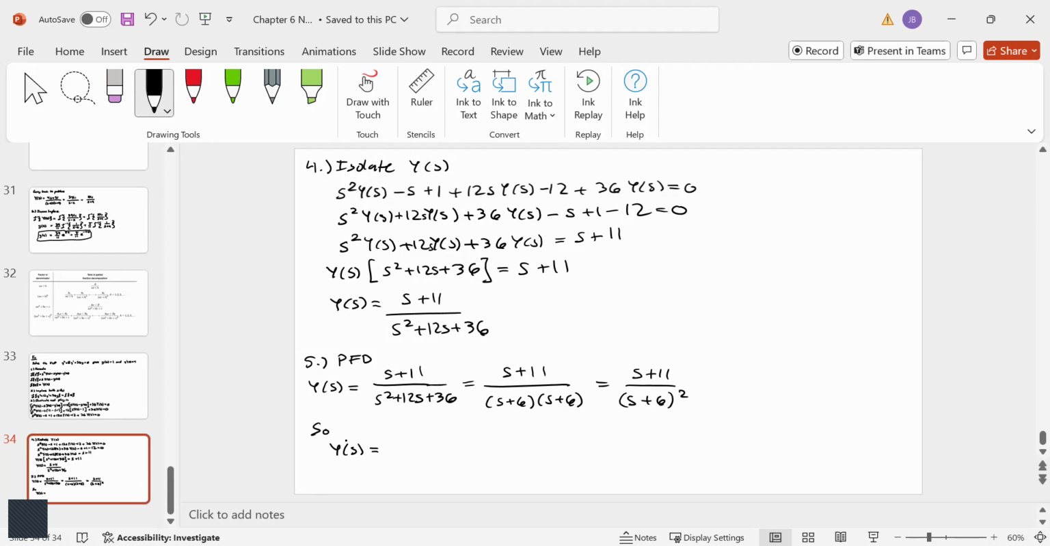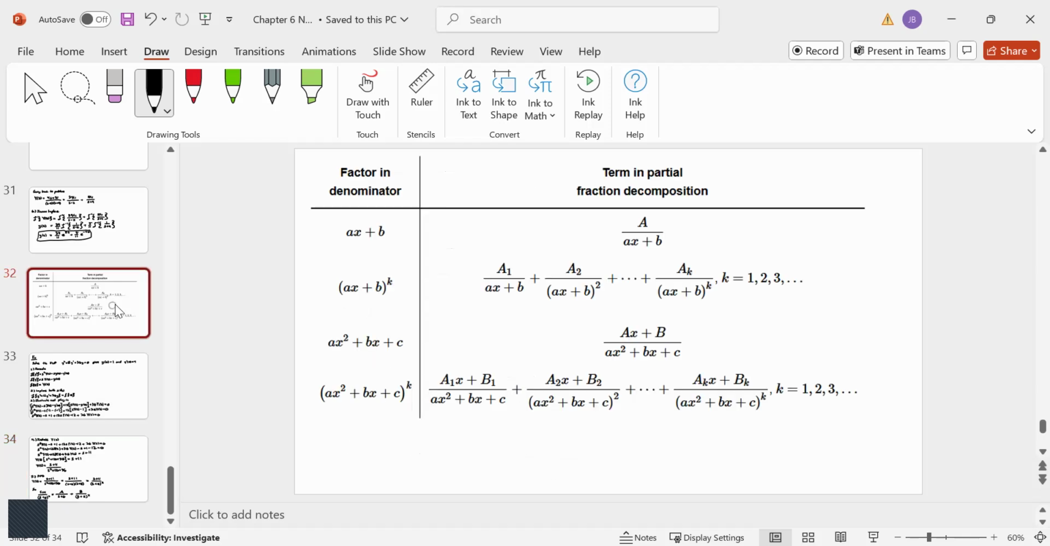So y of s is equal to, actually, if they're this way, s plus 11 over s plus 6 squared is equal to a over s plus 6 plus b over s plus 6 squared. Again, if you're wondering, how do I know that one? If you go to number two, ax plus b to the k is a over ax plus b plus b in this case, over ax plus b squared, right? Notice that the degree of the denominator is going up by one on each of them. And you just keep doing that.